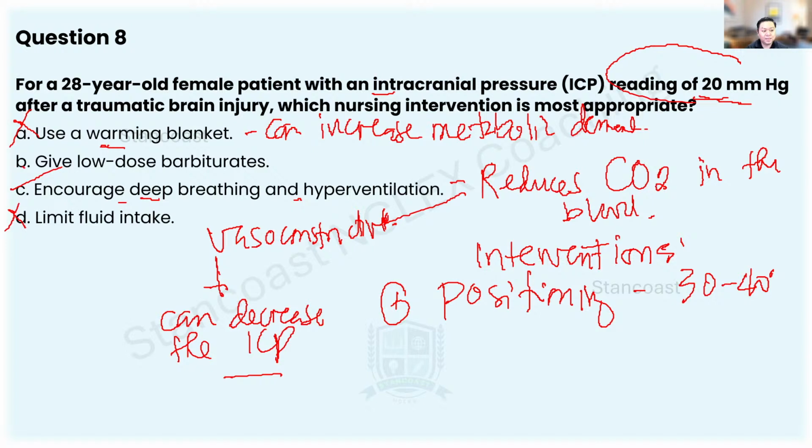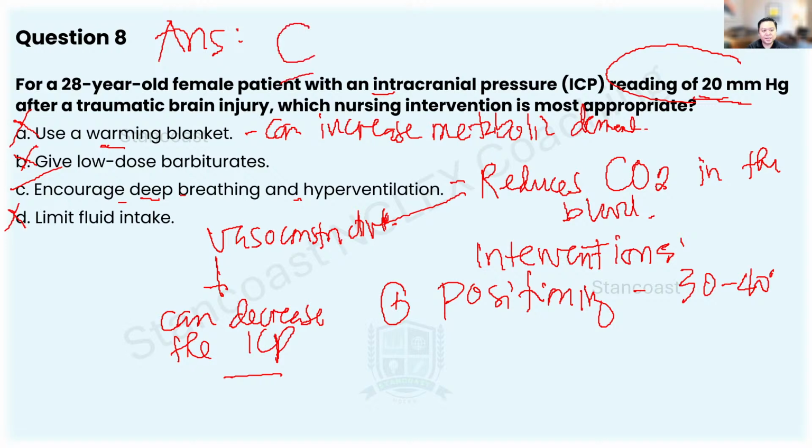What about letter B? Give low dose barbiturates. Will this be a pharmacologic treatment for ICP? No. This is not known to be therapeutic, especially in the early management of ICP increase. So we are going to eliminate that one. This is a distractor. Okay. So our correct answer here is only letter C.